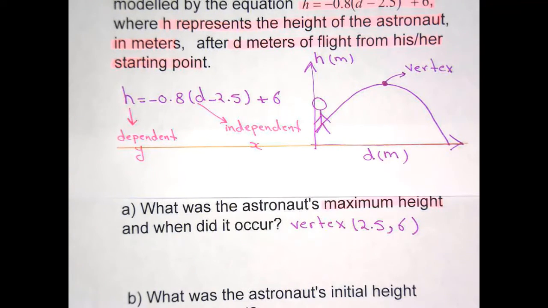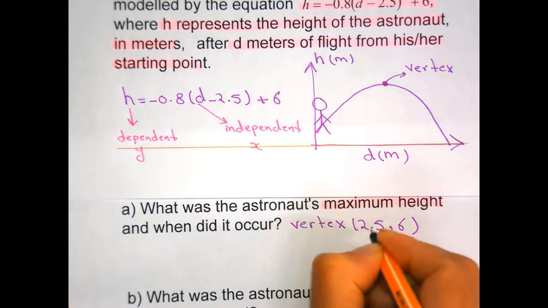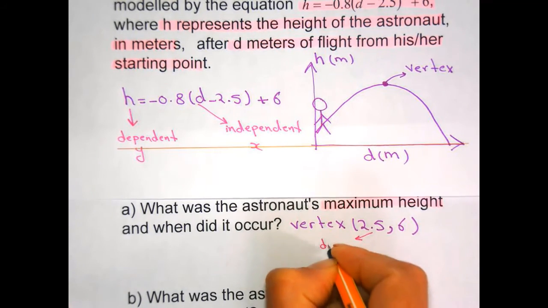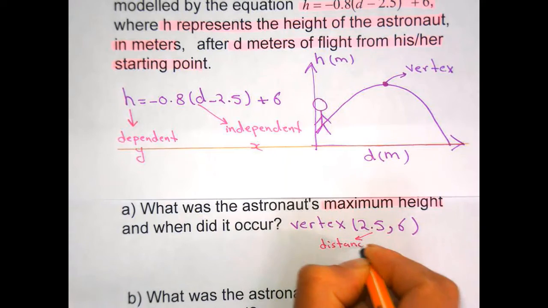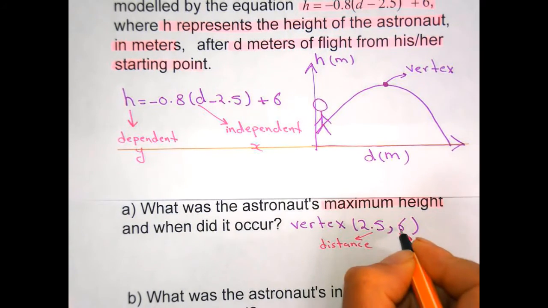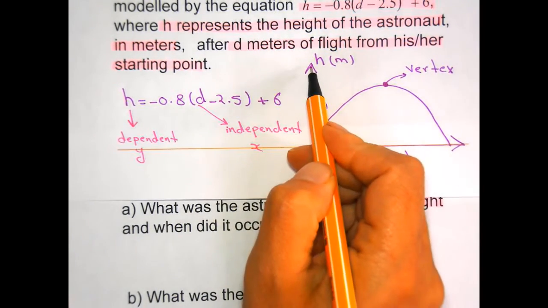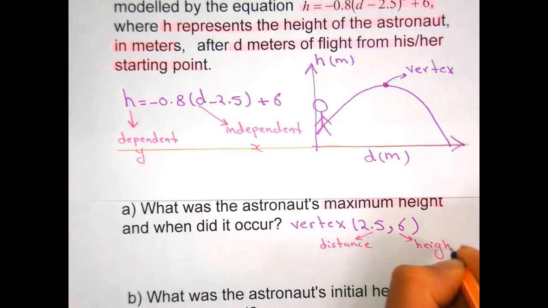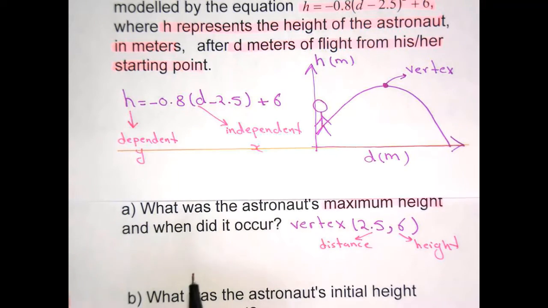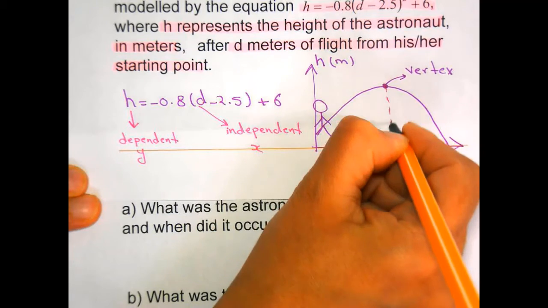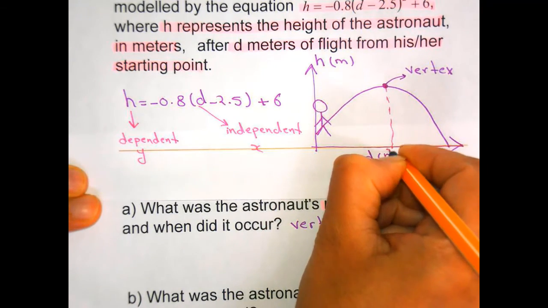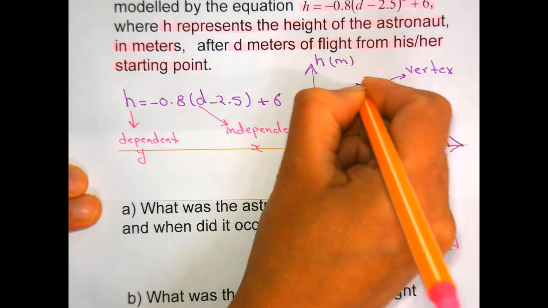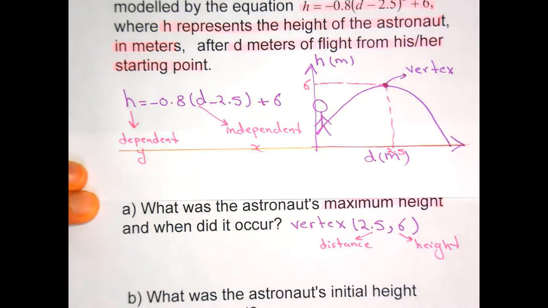Now, one of them represents the independent variable, which is distance, and this one represents the dependent variable, which is height. This is a word problem, and we want the maximum height, so this is going to be 2.5 and this is going to be 6.